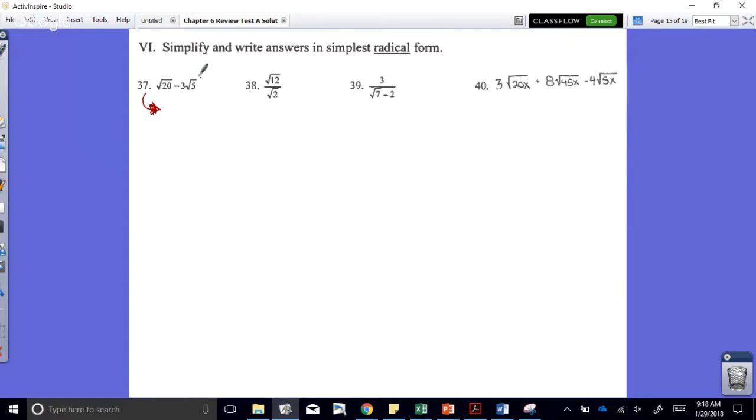Okay, right now root 20 and root 5 do not match. So we're going to take 20. 20 is 2 times 10 times 5. Since the square root, the index is 2, we're looking for groups of 2, 2's that can come out. And the 5 is stuck on the inside. So we have 2 square root of 5. Now we can add these. 2 square root of 5 minus 3 square root of 5 is just negative 1 square root of 5. So it's just negative.